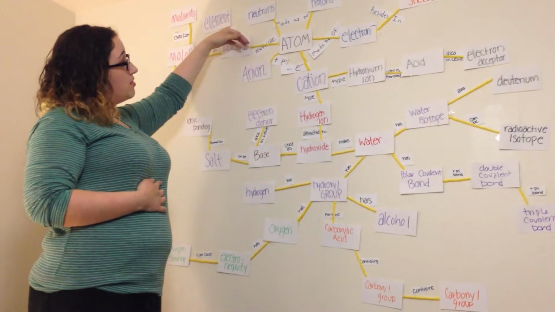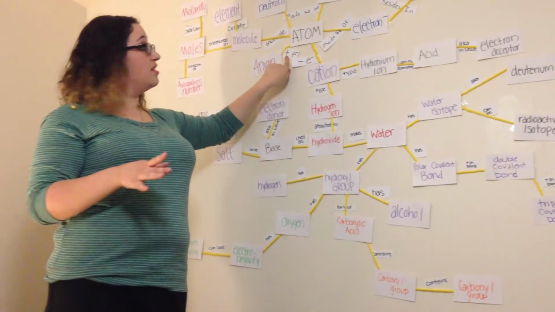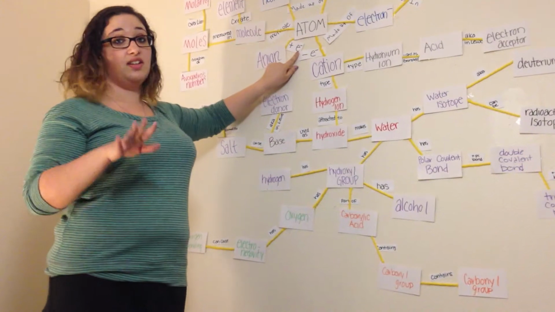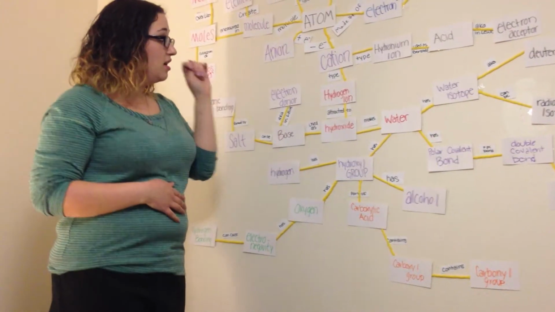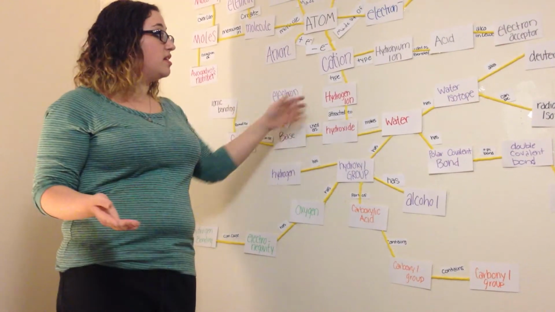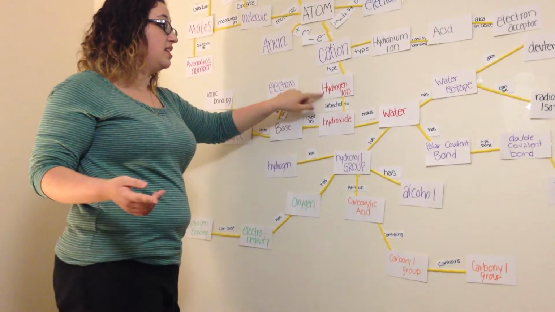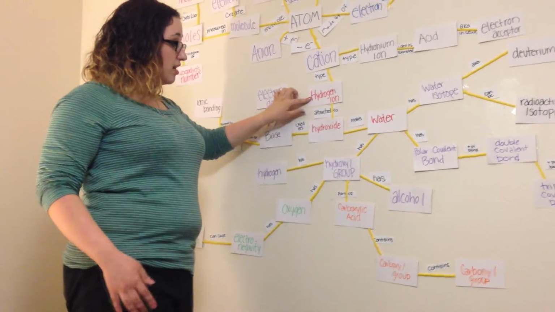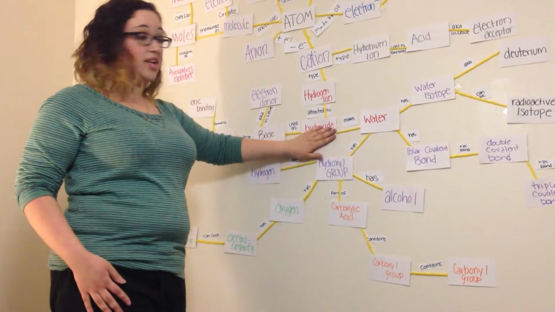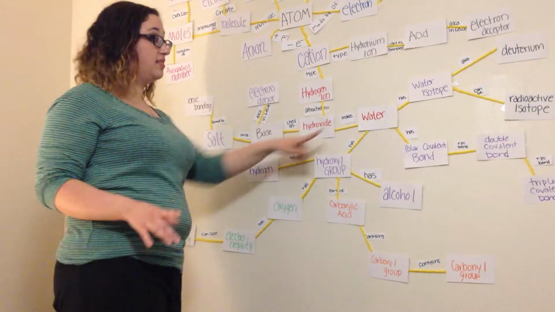Back to the atom. An atom with an extra electron gives it a negative charge and makes it an anion. Another type of cation is the hydrogen ion, which is a positive hydrogen. It is attracted to a hydroxide, which makes water.